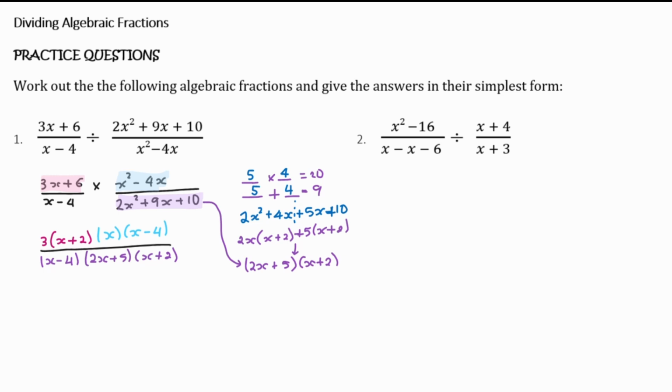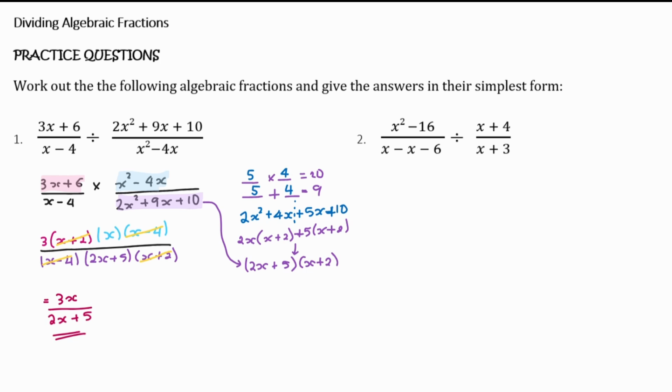So we can see that we can cancel out the x minus 4 and the x plus 2, which leaves us with only 3 and x in the numerator. So 3 and x multiplied just gives us 3x. And in the denominator, we only have 2x plus 5. And that is our final answer for number 1.